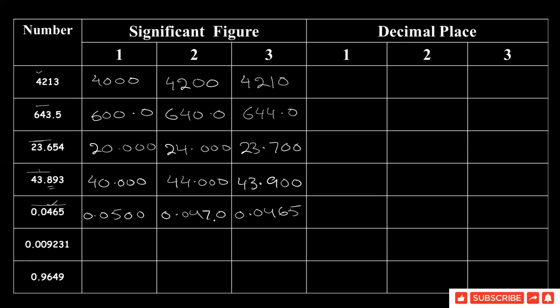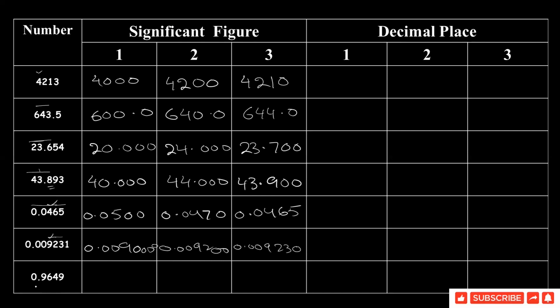0.0465. Okay. Here again the significant figure starts from 9. So we keep the number here 0.009 because the next to 9 is 2, which is less than 5, so we write all the zeros. Next, 2 significant figures. It becomes again 0.009200. 0.009. 3 significant figures are 2, 3. Then we discard this one and make it 0.